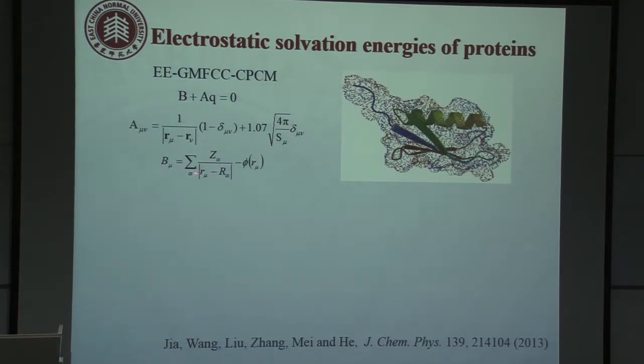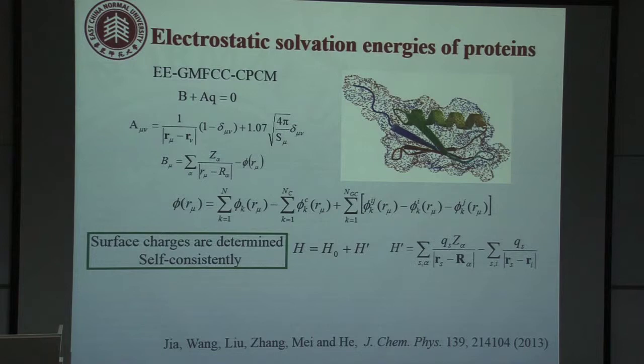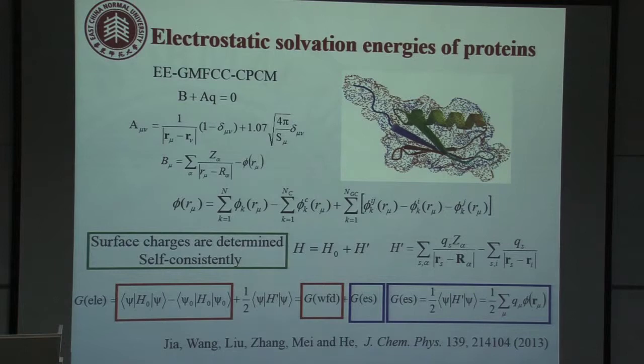And this B matrix is the electrostatic potential on the molecular surface. We can get this electrostatic potential on the molecular surface using this EGMFTC method. And we can determine the surface charges self-consistently using this Hamiltonian in solution. Once the wave function is converged, we can get the wave function distortion and the electrostatic interaction between the solute and the solvent using this expression. And finally, we can get the electrostatic solvation energy.